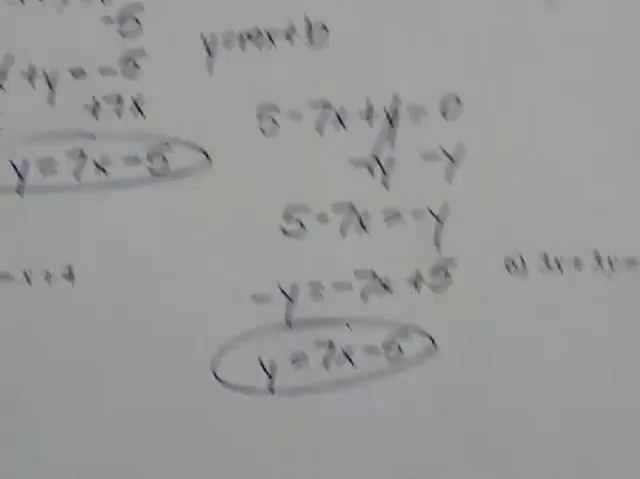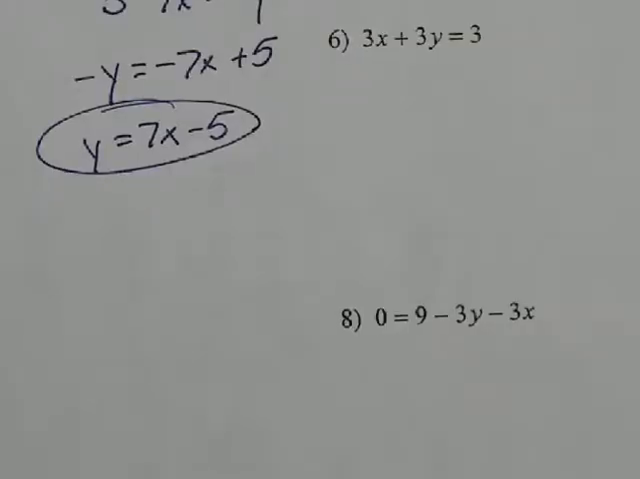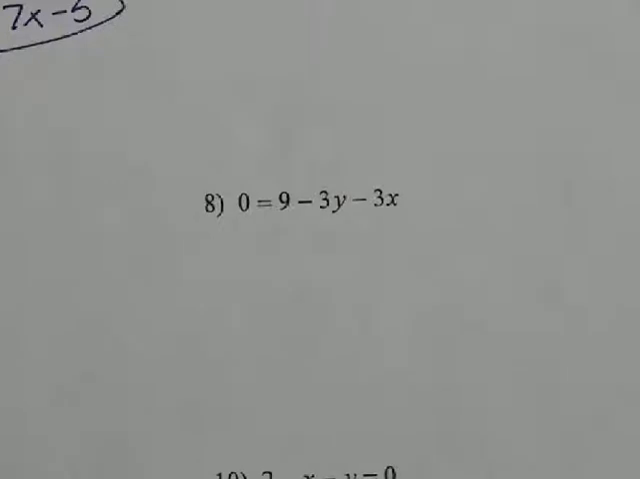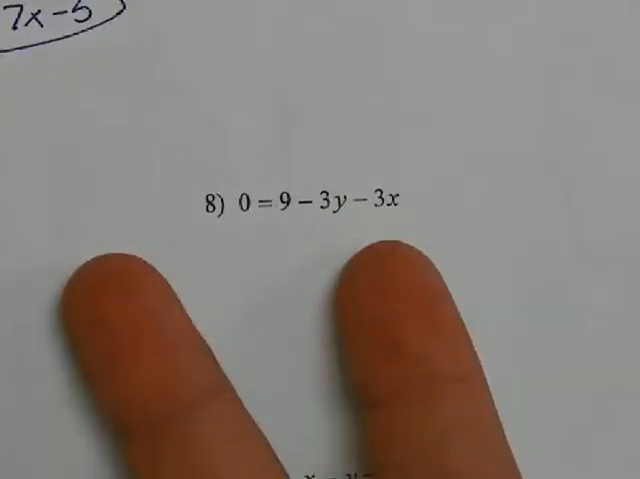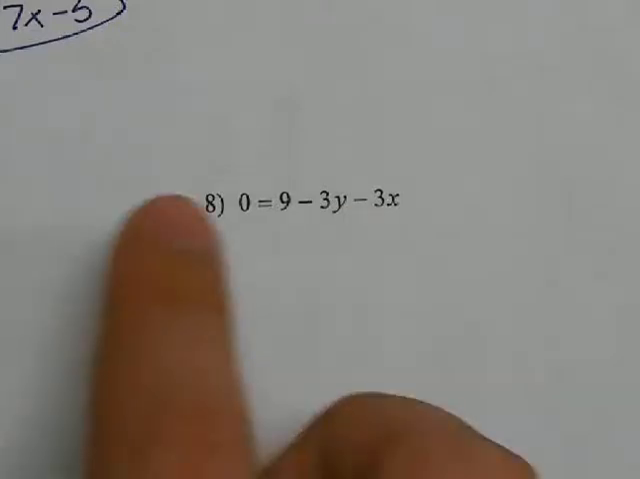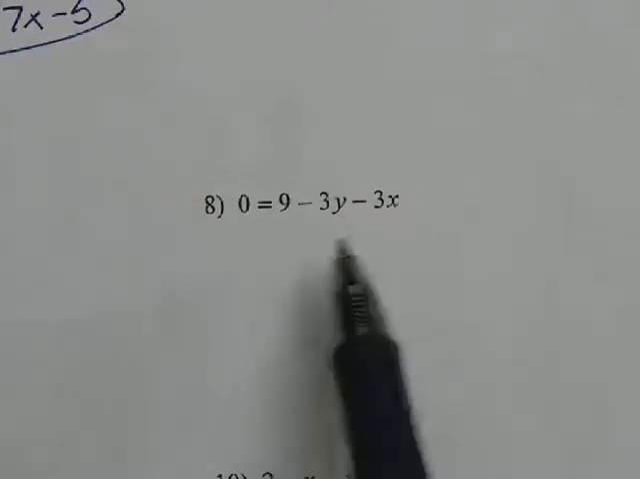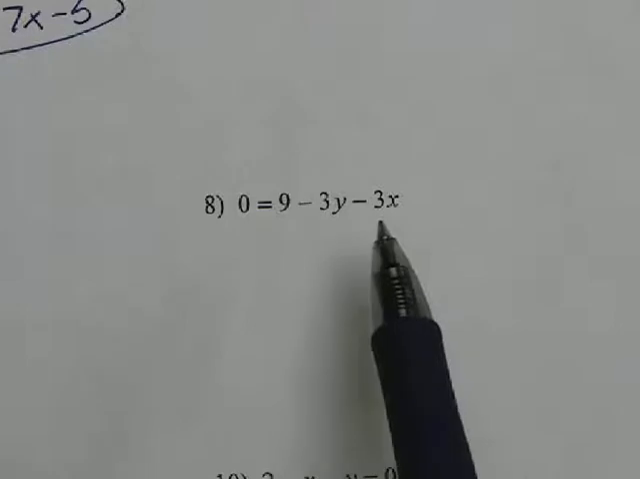Let's skip down here to number 8. 0 equals 9 minus 3y minus 3x. So we have two options here with 8. We can either flip the equation totally, put what's on the right to the left and what's on the left to the right, or we can move the y to the left side using inverse operations.